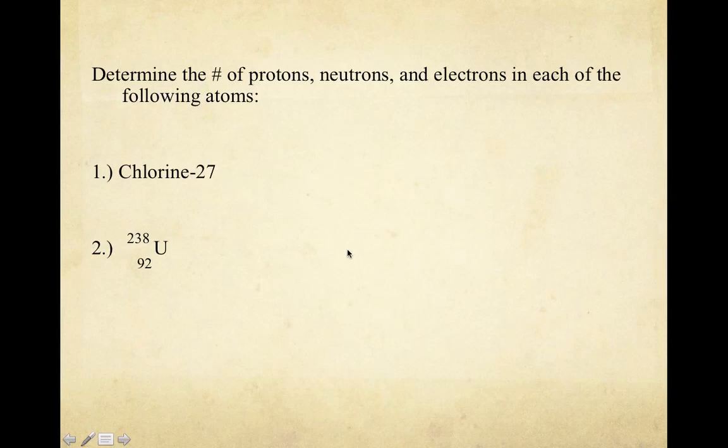There we go. Determine the number of protons, neutrons, and electrons in each of the following atoms. Chlorine-27 and uranium-238. So pause this video, work these out, and then when you're done, click play, and we'll go over them.